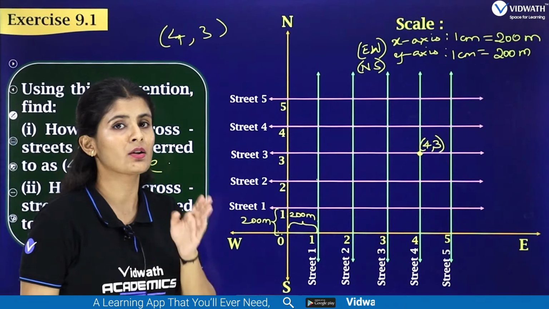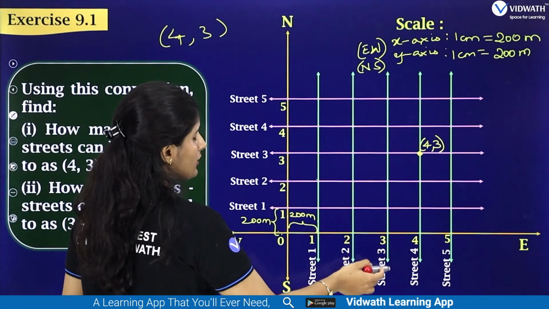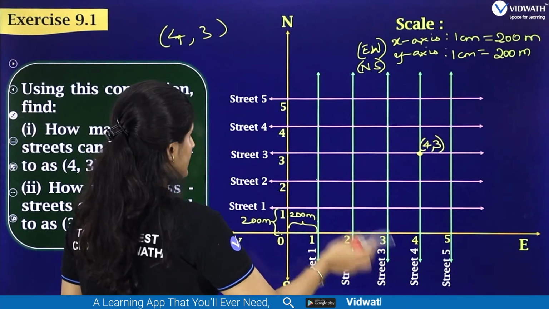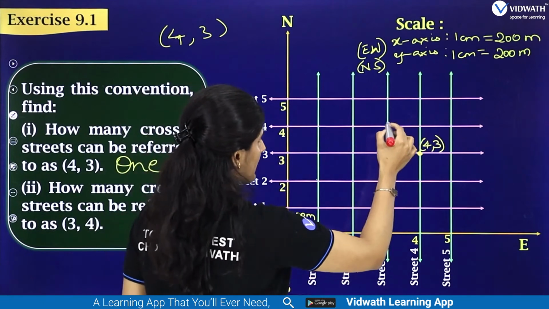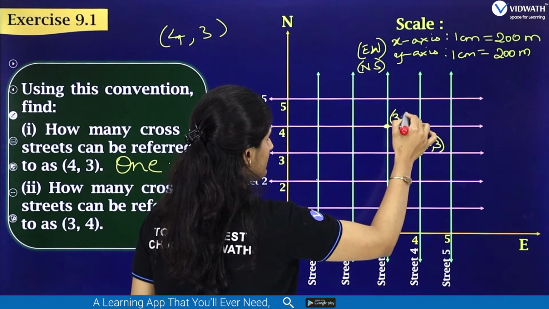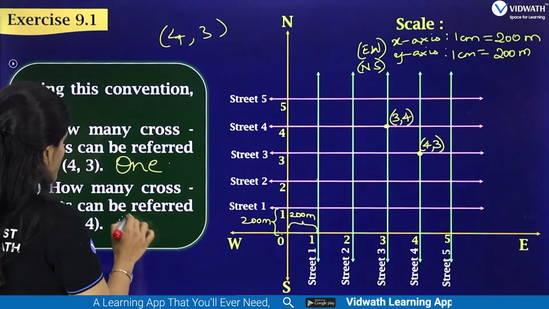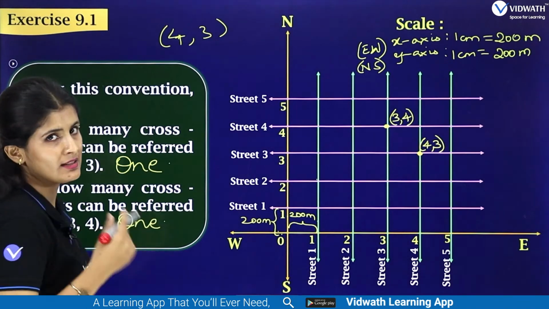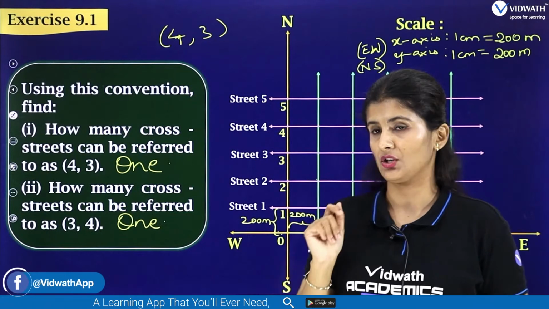3, 4 means the cross street is formed when street 3 in the north-south direction intersects with street 4 in the east-west direction. So that cross street will be formed at this point and its coordinates are given by 3, 4. There is only one such cross street that we can find. So also there is one here. That is simple. Clear? Now in this problem we are going to make an observation.